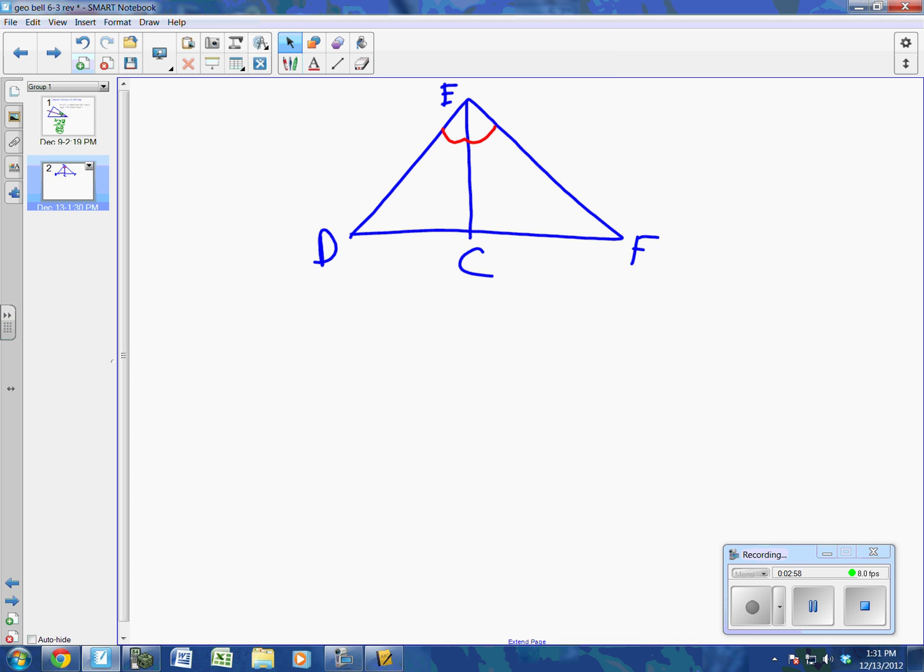Okay. If measure of angle CEF equals 2x plus 10, CEF would be this one, 2x plus 10. And measure of angle DEC, which is this one over here, is equal to x plus 25. Then it says find angle DEC. So I'll find this angle right here, right? Okay, well, this is kind of like the bell work, a little bit different. What's an equation we can write for this?